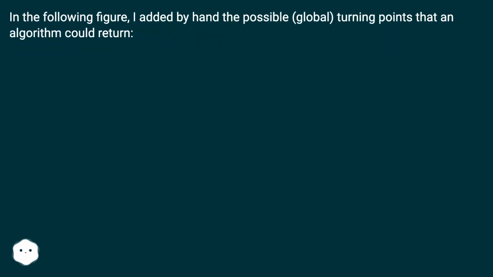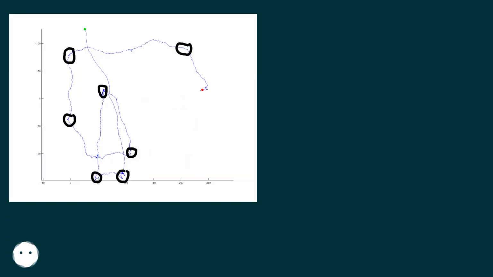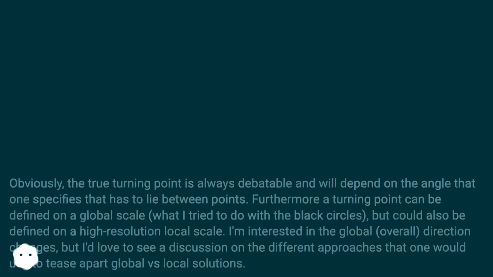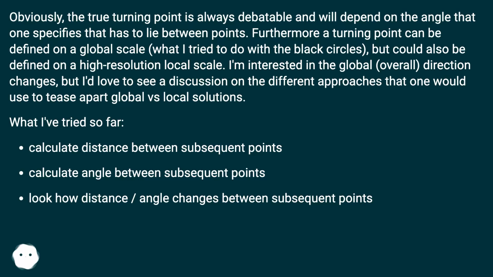In the following figure, I added by hand the possible, global, turning points that an algorithm could return. Obviously, the true turning point is always debatable and will depend on the angle that one specifies that has to lie between points. Furthermore, a turning point can be defined on a global scale, what I tried to do with the black circles, but could also be defined on a high-resolution local scale. I'm interested in the global, overall, direction changes, but I'd love to see a discussion on the different approaches that one would use to tease apart global versus local solutions.